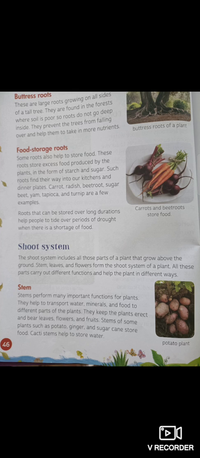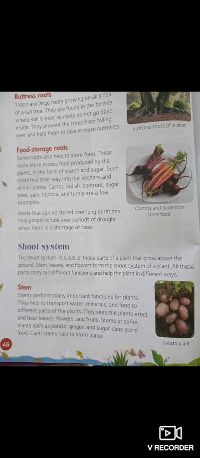Now, everybody, we will be continuing with lesson number 7, parts of a plant. So, previously we had learned about the root system, the different types of roots, the taproot, fibrous root, and special types of roots like water storing roots, propagating roots, aerial roots, buttress roots, and food storage roots. Now, today we will be learning about the shoot system, the upper part of the plant, the part of the plant that is above the ground.